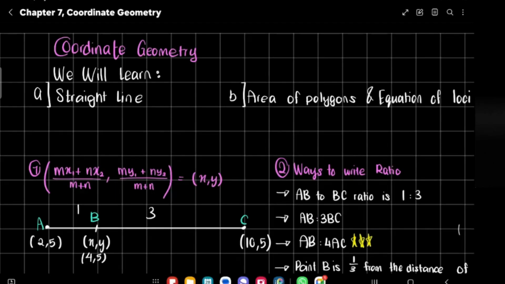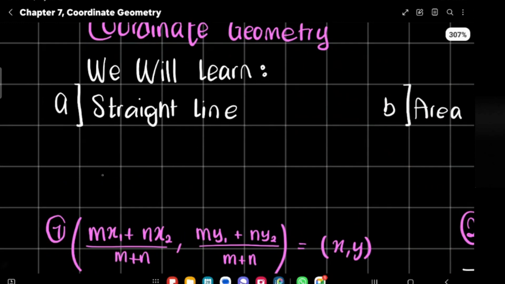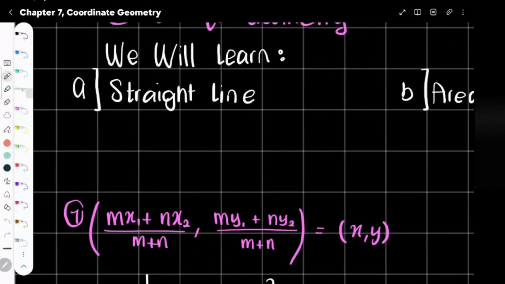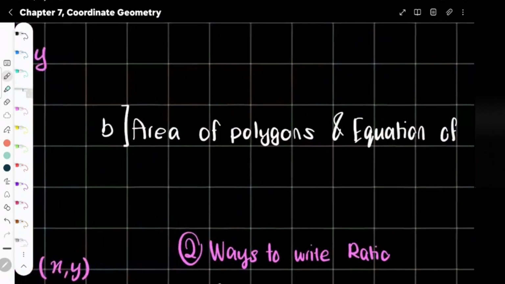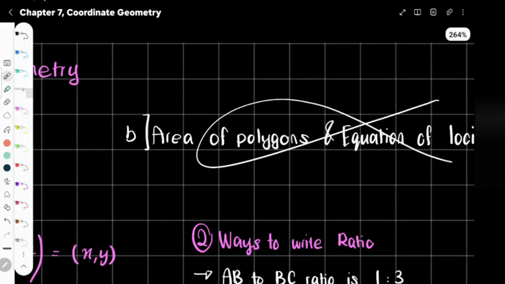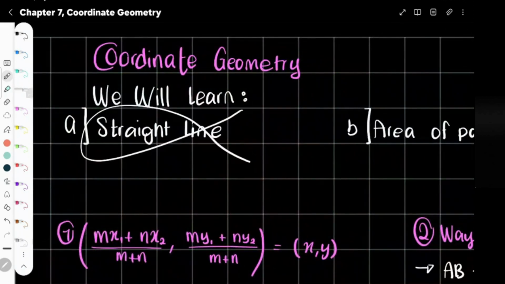Okay, for today, we're going to learn coordinate geometry. In coordinate geometry, there are two main things that you have to learn, right? Which is the straight line. Of course, y equals mx plus c, if you remember, but there are different equations now. And also the area of polygons and equation of loci. But we're not going to cover this today because that is another topic. For now, the main important thing is the straight line.